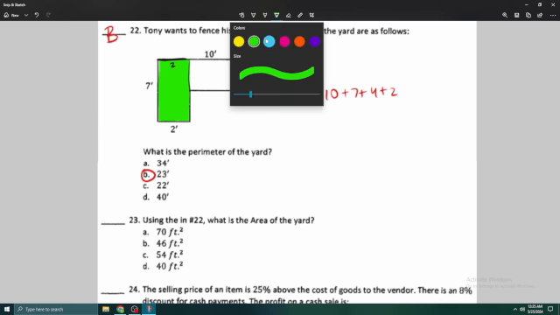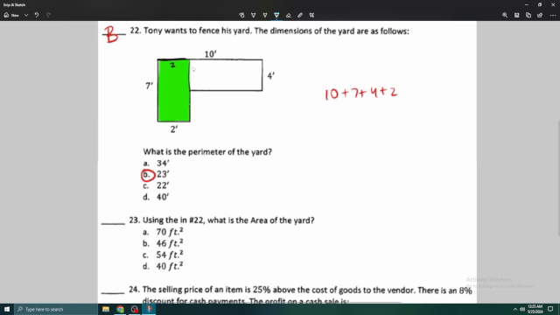And then I will find the area of the blue rectangle. Okay. All right, so let's find the area of the green rectangle. This is for number 23. So the area of the green rectangle is 7 times 2, which is just 14. The area of the blue rectangle.